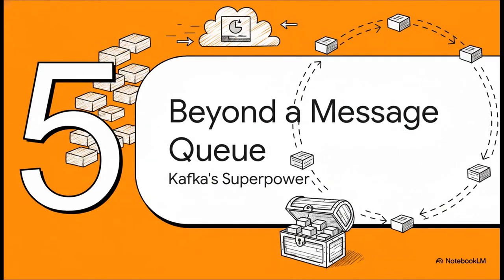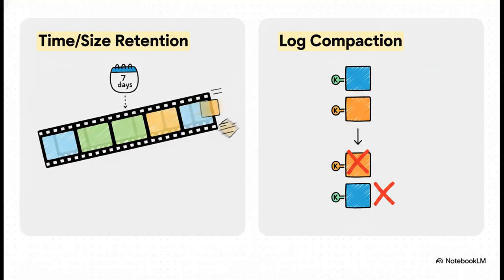All right, let's get to the thing that really, truly separates Kafka from a plain old message queue. I mentioned it before, but it's so important we're giving it its own section. We're talking about Kafka's superpower, data retention. See, with a normal queue, once a message is read, it's gone. Poof. But Kafka holds onto its data like a logbook. And you have two main ways to control this.